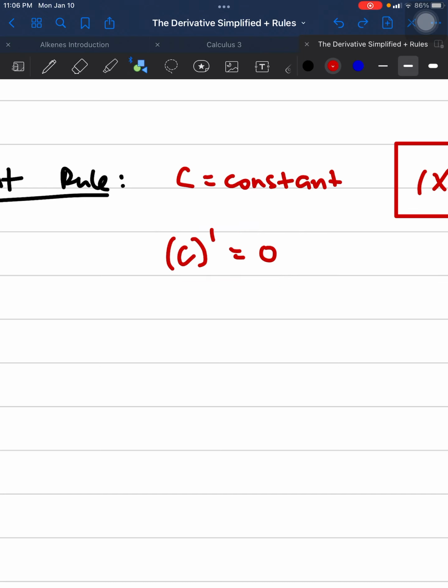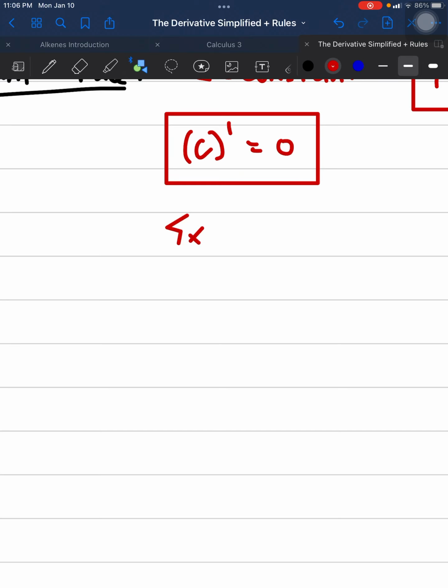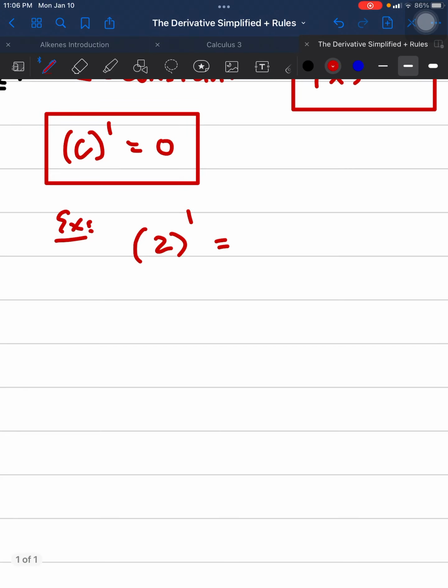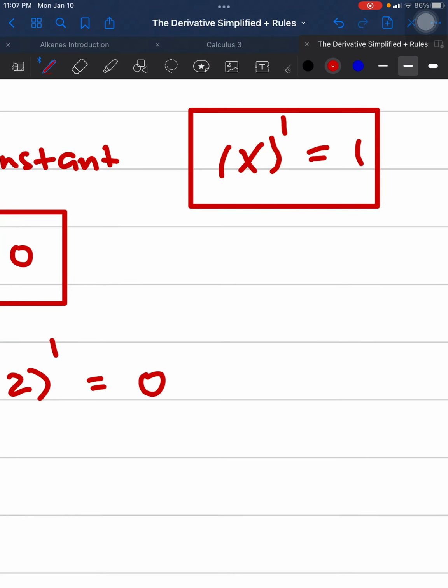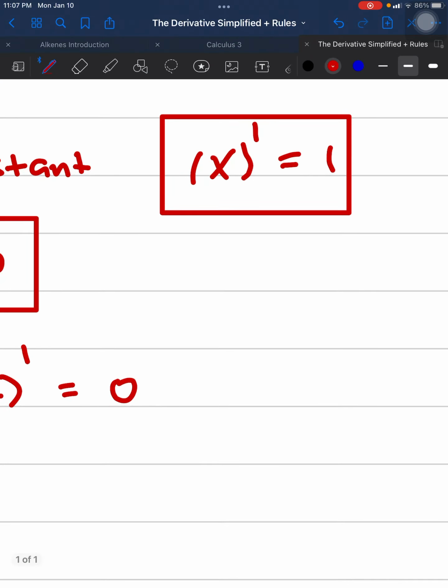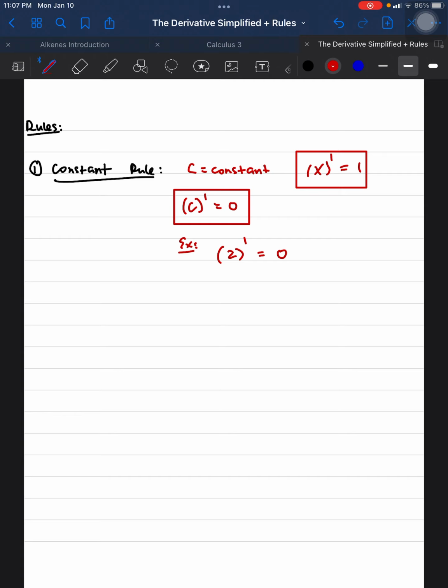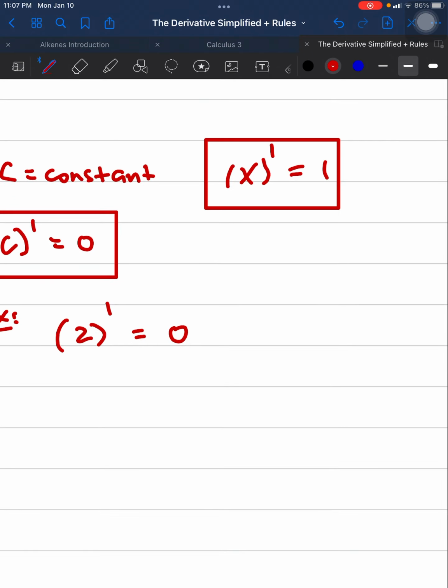So the major key is that the derivative of a single number, let me give you an example, such as the number 2, is just 0, because it's just a regular integer number. But when you take the derivative of just x, it's equal to 1 because it's just one variable. x is just x to the first power, and its derivative is just 1.